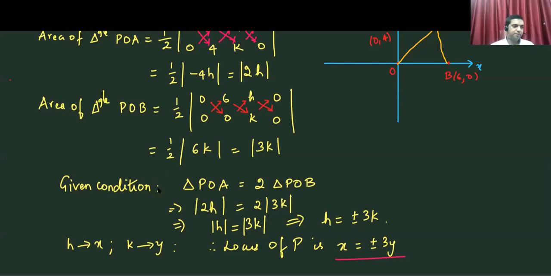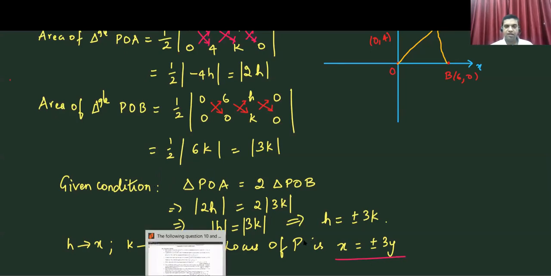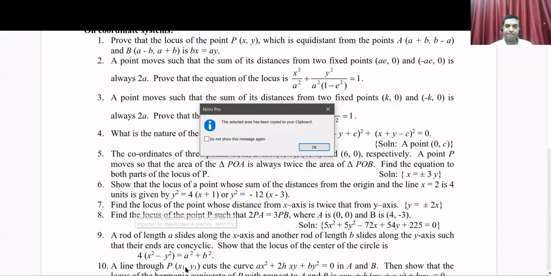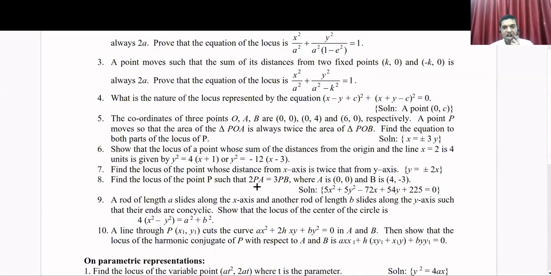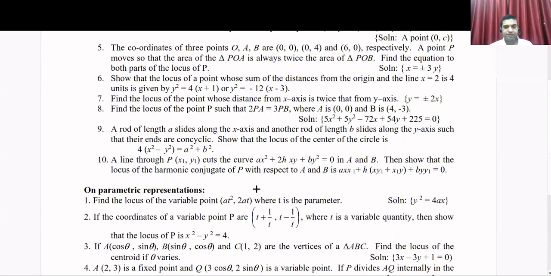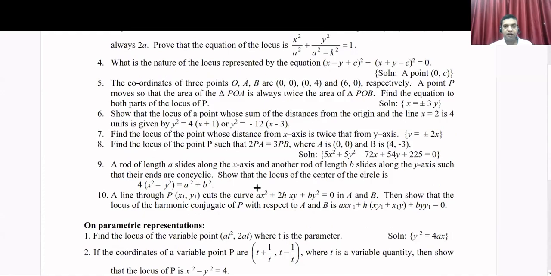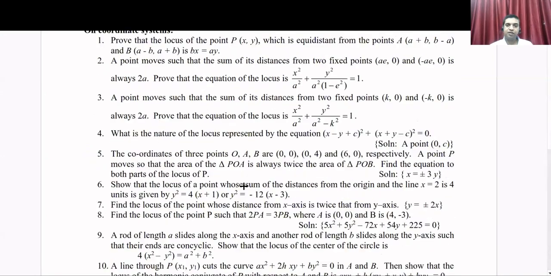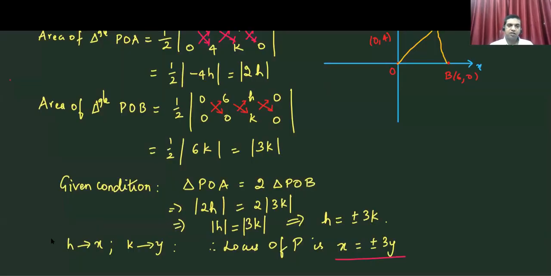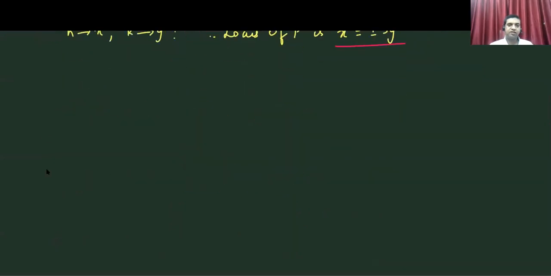Done? Can I proceed further? I have an important problem which is not reflected in this assignment. I'll do that. The next problem, question 6.